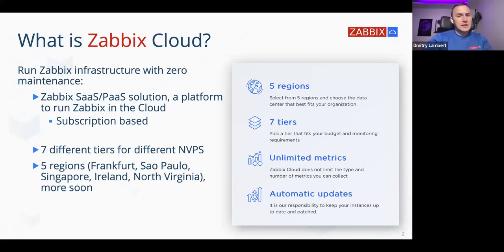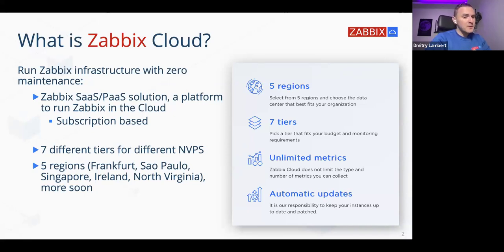And as with any SaaS service, it is based on a subscription model. You can choose from 7 different tiers that are available right now, starting with the smallest one. There will be separate slides where we talk about each tier in detail, but the main metric that determines the pricing is NVPS. For those who are not familiar with it, NVPS stands for new values per second.